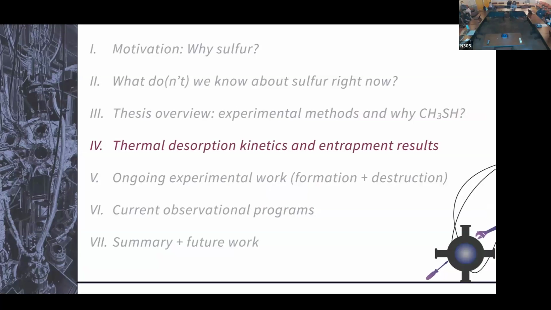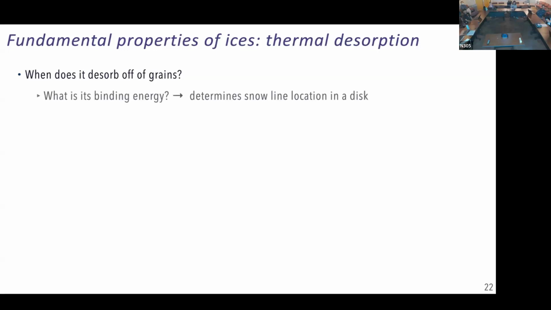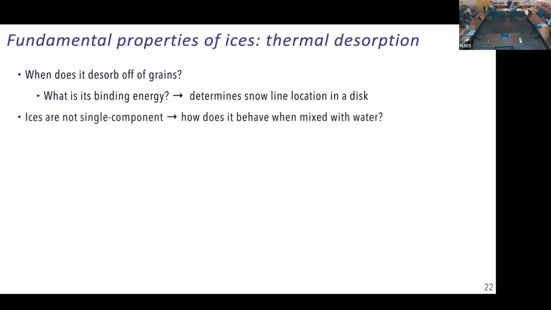So I first want to talk about thermal desorption kinetics and entrapment results. The fundamental properties of ices, the most simple of it is thermal desorption. That's just telling us, when does it desorb off grains? What temperature does it sublimate at? And that gives us its binding energy. And the binding energy is important to planet formation theorists because it allows us to determine the snowline location in a disk. And the snowline basically determines this gas-grain boundary, and it is directly governed by this binding energy.